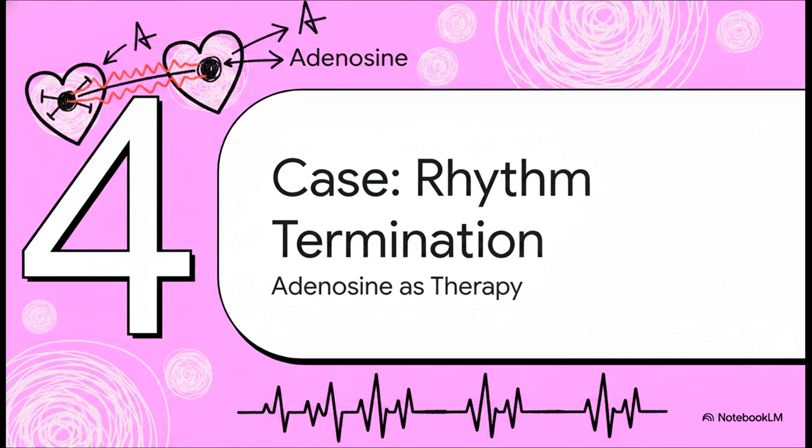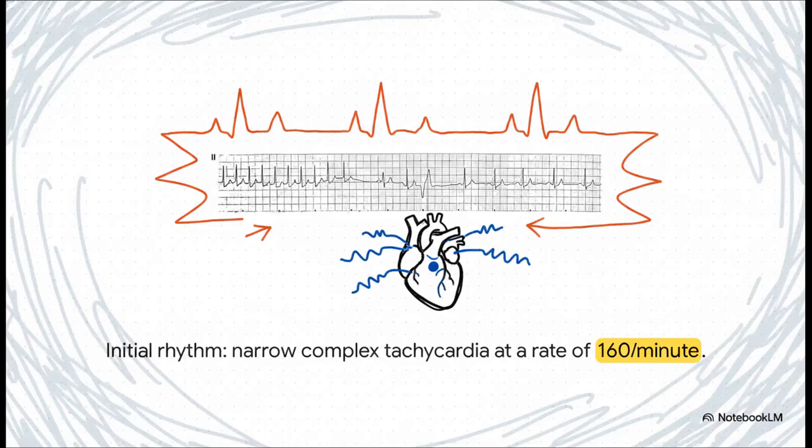This is going to demonstrate adenosine's dual role as both a diagnostic and a therapeutic agent. Okay, here is the initial rhythm strip. What we see is a regular, narrow complex tachycardia at a rate of about 160 beats per minute. The P waves are not clearly discernible at all. This is that classic diagnostic dilemma.